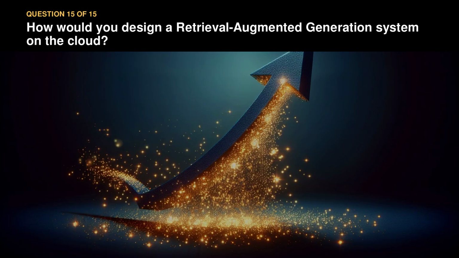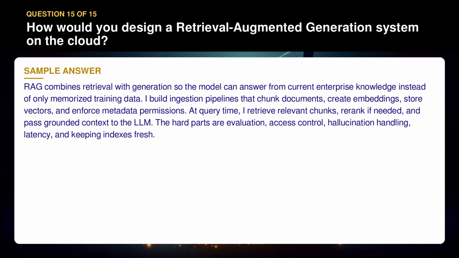Question 15. How would you design a Retrieval-Augmented Generation system on the cloud? RAG combines retrieval with generation so the model can answer from current enterprise knowledge instead of only memorized training data. I build ingestion pipelines that chunk documents, create embeddings, store vectors, and enforce metadata permissions. At query time, I retrieve relevant chunks, re-rank if needed, and pass grounded context to the LLM. The hard parts are evaluation, access control, hallucination handling, latency, and keeping indexes fresh.